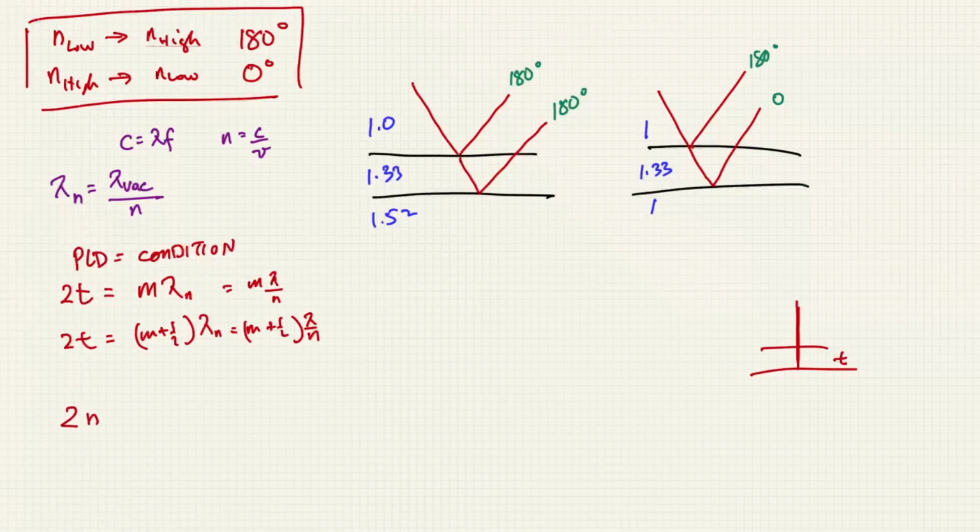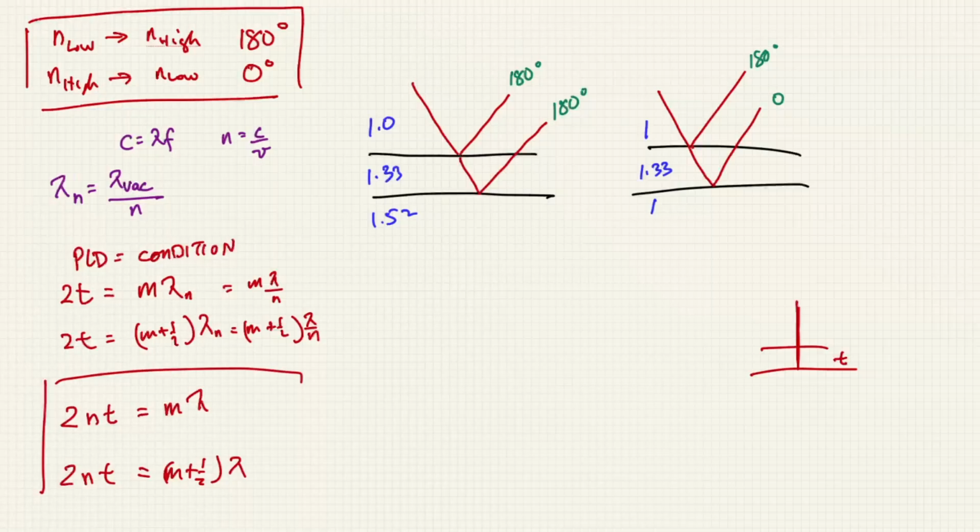So what you'll see written quite often, maybe not in your book, I think your book does this slightly differently, is the equations 2nt, see how we brought the index of refraction over, equals m lambda, and then 2nt equals m plus a half lambda. Those right there are the equations that we're going to need to use to figure out what's going on with this film. But again, m lambda does not mean constructive. M plus a half does not mean destructive.